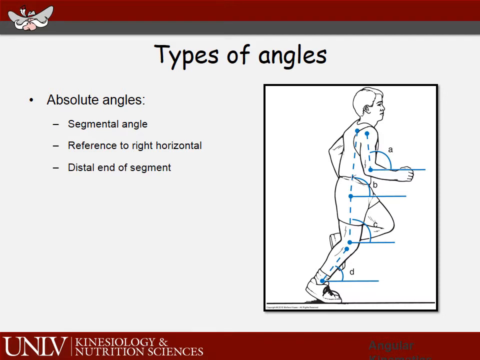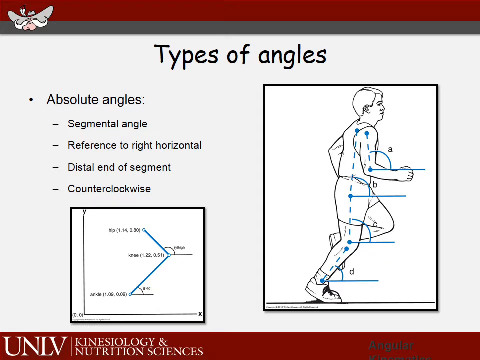Okay, it's often done to the distal end of the segment, but you can do it to the proximal. You just have to make that known. But the typical and the traditional method is the distal end. And then you do a counterclockwise as a positive motion. So when you see all these angle A, angle B, angle C, angle D, they're going from the right horizontal around counterclockwise to the segment, and that is a positive angle.